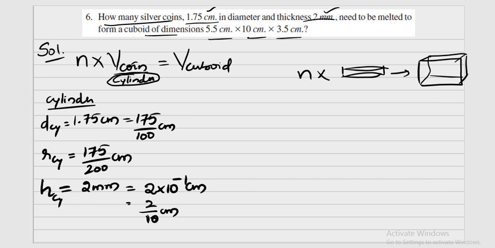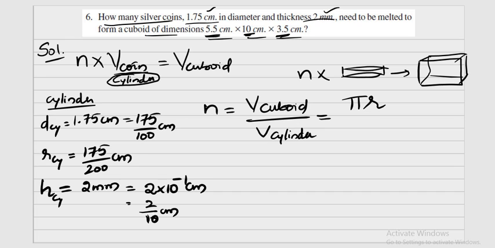Next, coming to the cuboid. I can directly write the length as 5.5, which means 55 by 10. Next, the breadth is 10 centimeters. The height is 3.5, which I can write as 35 by 10. Right? Now from this, what can I write for n? The volume of cuboid divided by the volume of cylinder. So L into B into H by pi r square h.